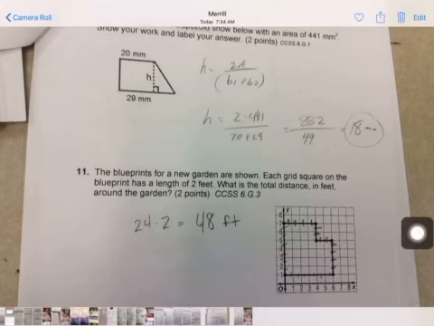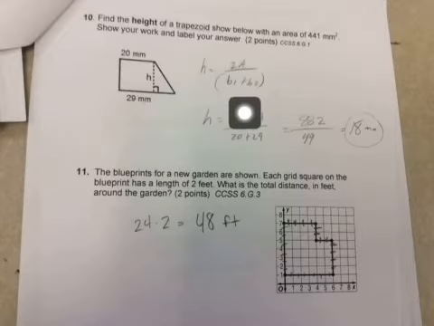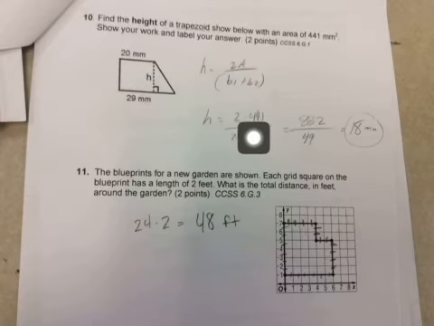Okay, for number 10, finding the height of the trapezoid. This is the only kind of problem where you're using that special height formula for a trapezoid, and you're just inserting your numbers. So it's 2a, means 2 times area. So I do 2 times the area, 441. Then I divide by base 1 plus base 2. Looking at the picture, 20 and 29 are my bases, so I'm going to add those up. I multiply up on top, I get 882. I add on the bottom, I get 49. And that means to divide, I get 18 millimeters.